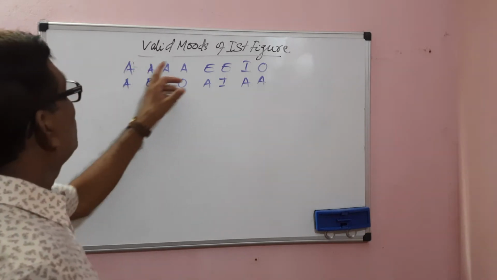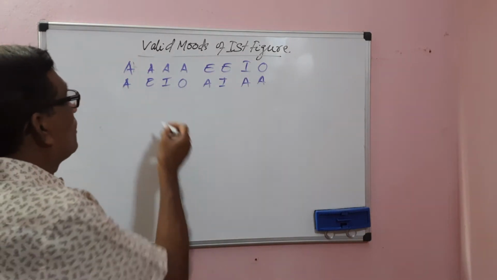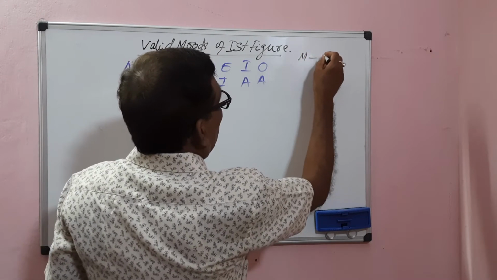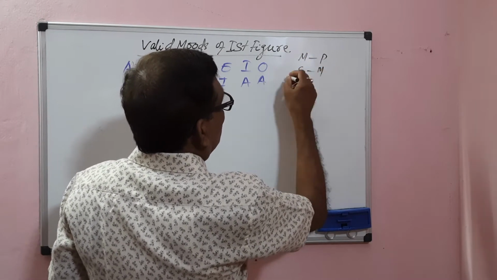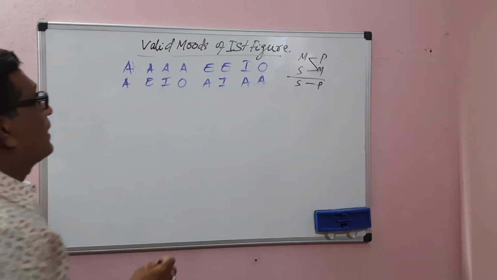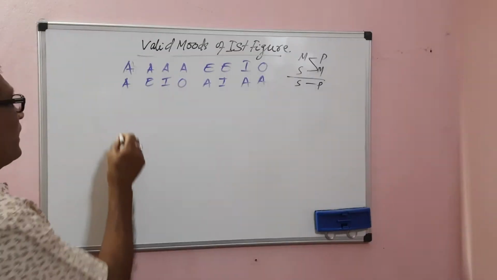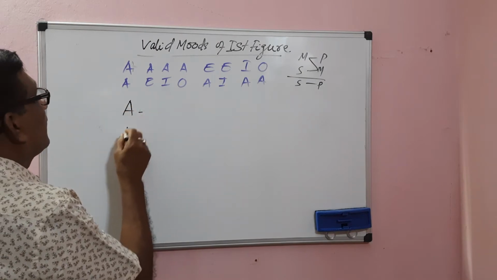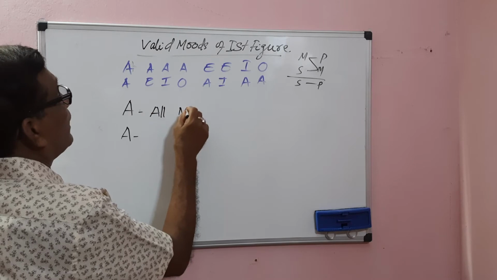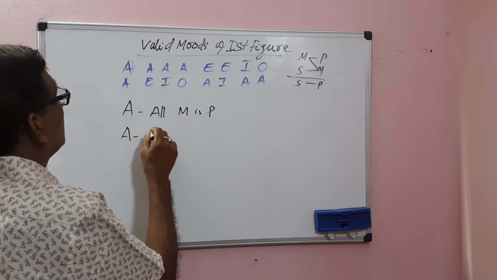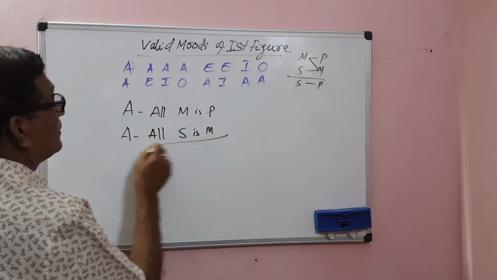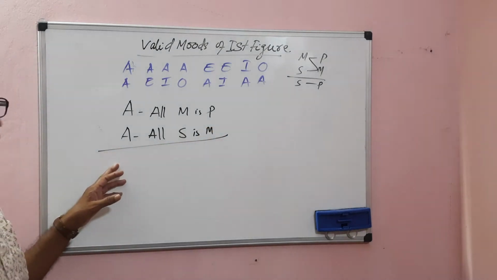Okay, we have to decide the valid moods of the first figure. What is the position of the middle term in the first figure? Major premise: M P. Minor premise: S M. Conclusion: S P. Accordingly, we have to test the validity of AA. A is the major premise, A is the minor premise. All M is P, all S is M. Therefore, we have to deduce the conclusion.